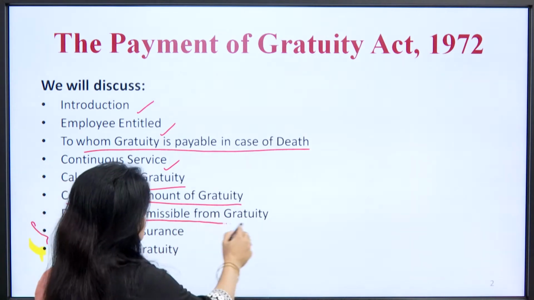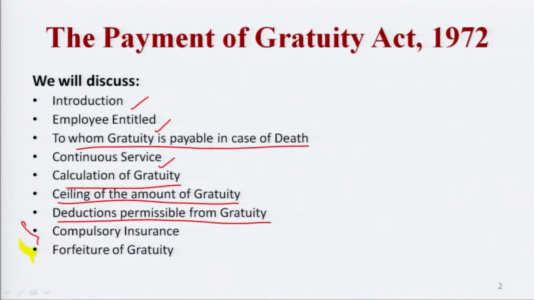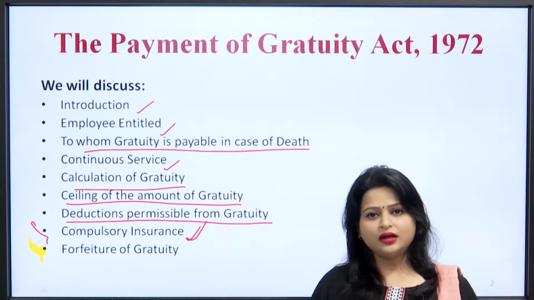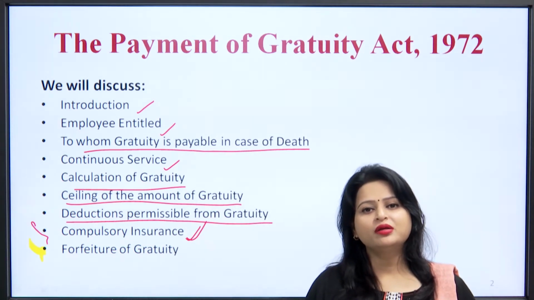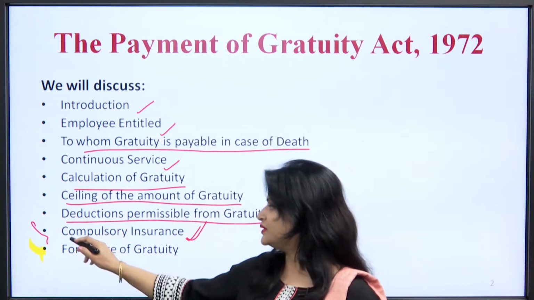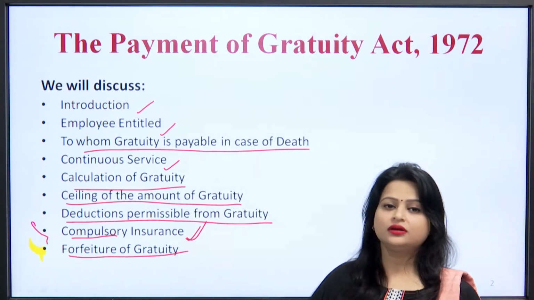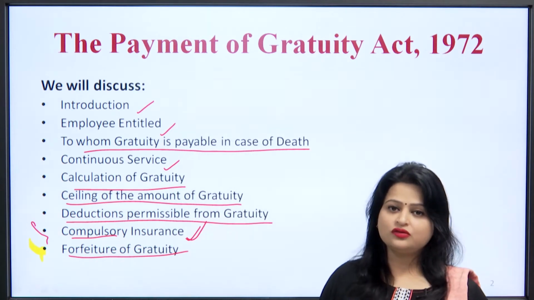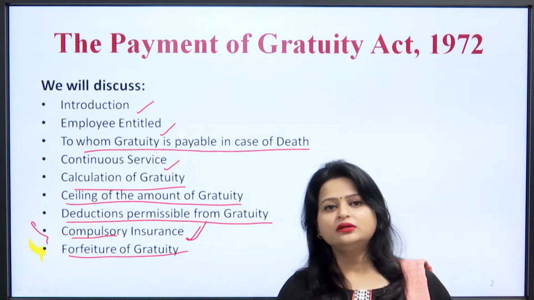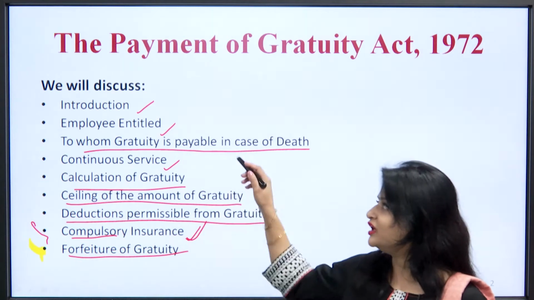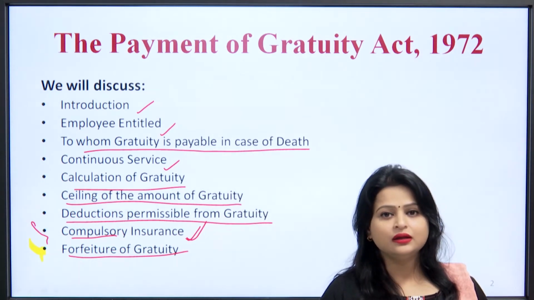And there again there are certain deductions which are permissible by the law, which an employer can deduct from the amount of gratuity, that we will see. And we will discuss about the compulsory insurance. Okay. There is a compulsory insurance for the payment of gratuity, and why it is compulsory, that we will discuss, right? And forfeiture of gratuity. What are the conditions in which employer is liable to forfeit the employee's gratuity? What are these situations, that we will discuss. These are the main provisions of the Payment of Gratuity Act 1972.